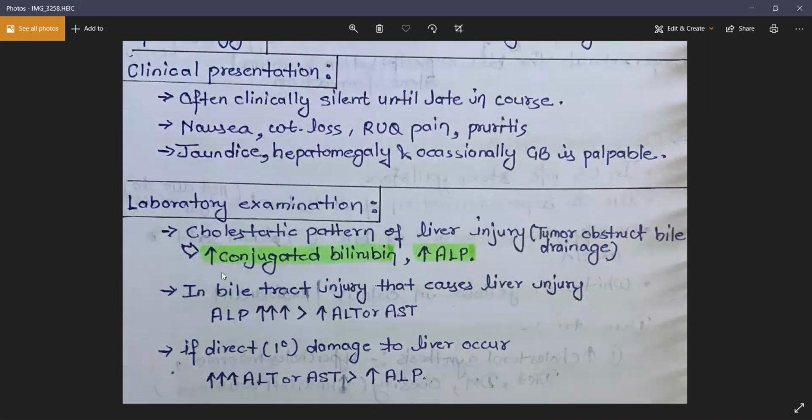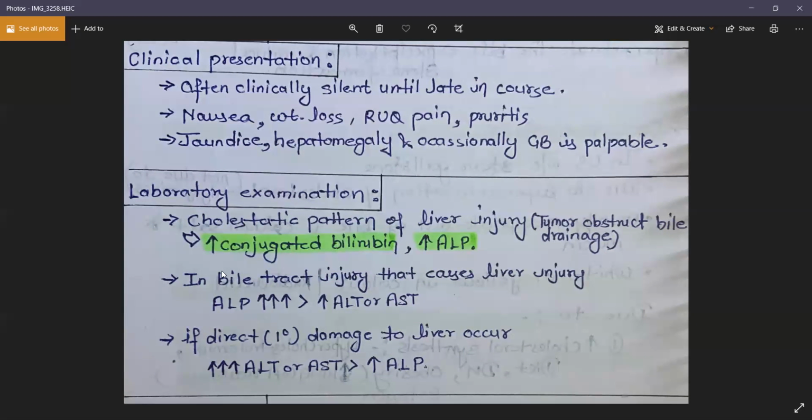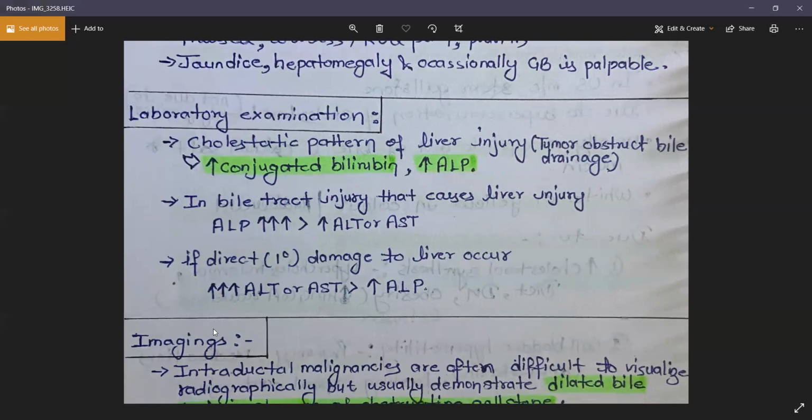For lab examination, because the bile ducts are involved, the patient can get a cholestatic pattern of liver injury. That means the patient will have a high level of alkaline phosphatase. And whenever you have a high level of alkaline phosphatase, you always need to check the GGT levels. The GGT level will always rise. The conjugated bilirubin will be very high because of an obstruction in the passage of bile and bilirubin. So these are the laboratory examinations.